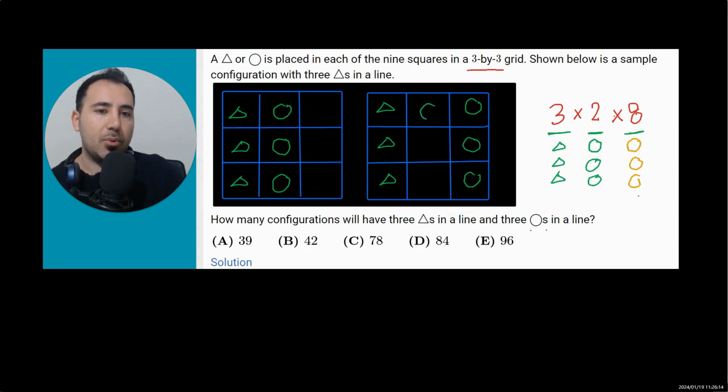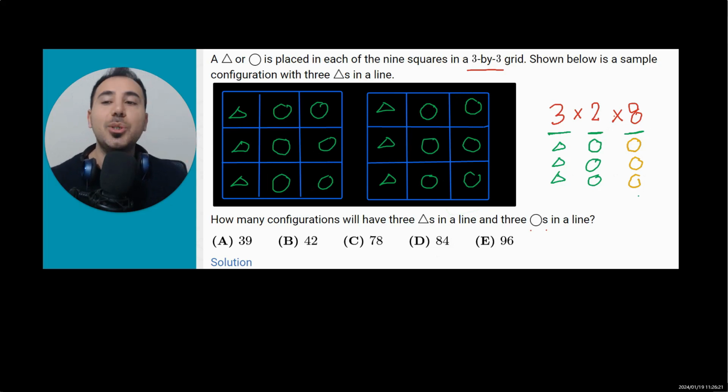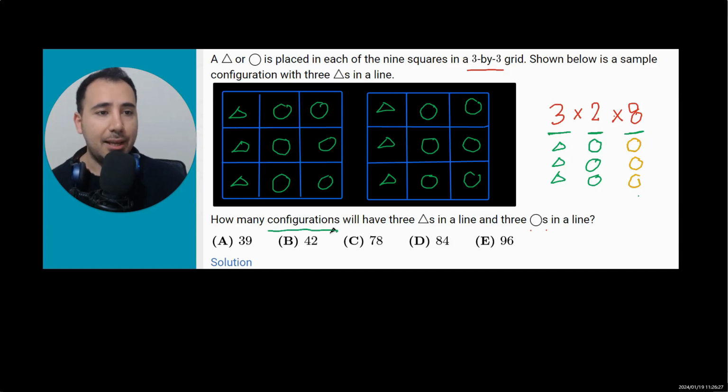So, okay, it's going to be circle, circle, circle, circle, circle, circle. What happened? Right? They were two different configurations, but they're showing the same result. When we are multiplying 3 by 2 by 8, we're counting this as two different configurations, but they're the same. That's why we have overcounting. Okay, but overcounting will only happen when we only have the same things in our columns, right?